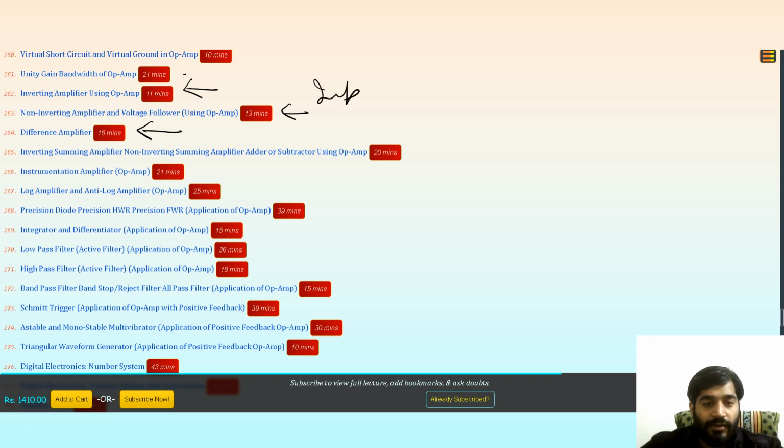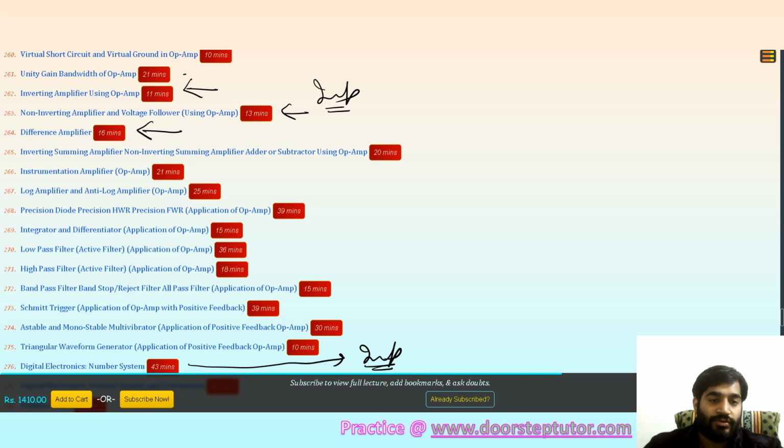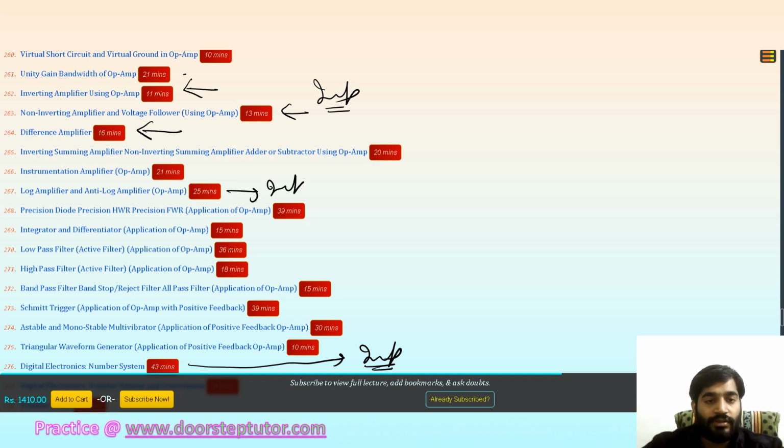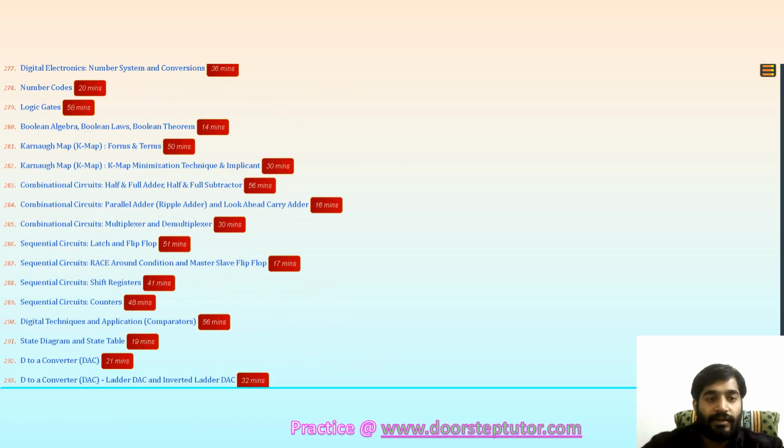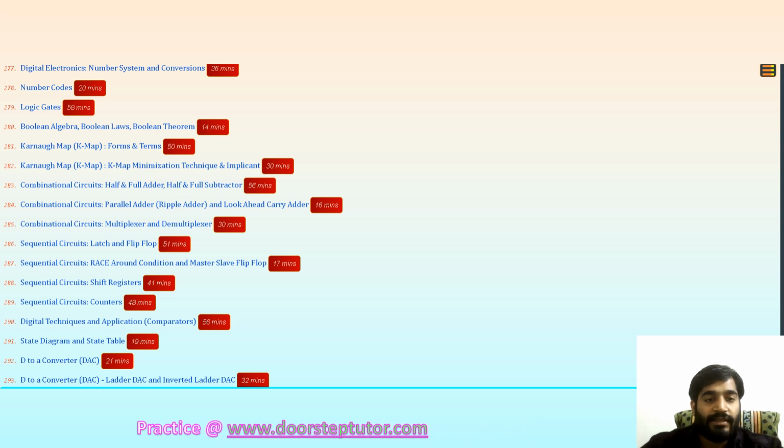Okay, important here. Then if you see the digital number system, this is easy, and the question is asked from this also. Clear? Then your log op-amp, this is also important. Subtractor, integrator, all these are important. Now if we see the next, that is D2A, then your A2D, D2A, these are the important things.